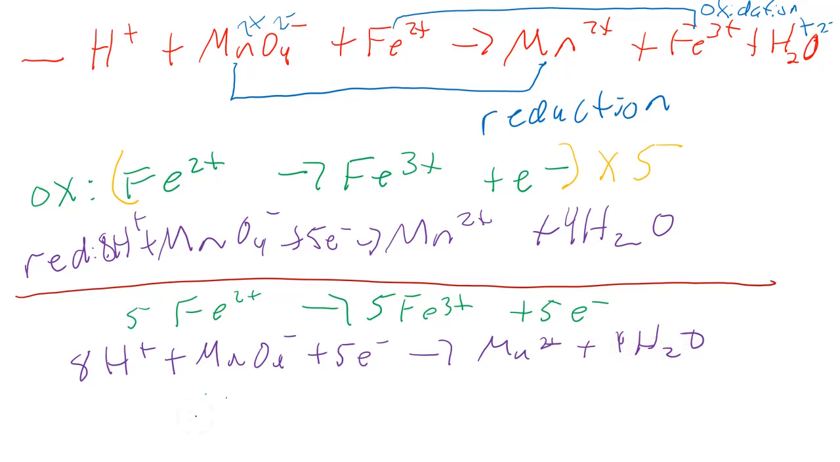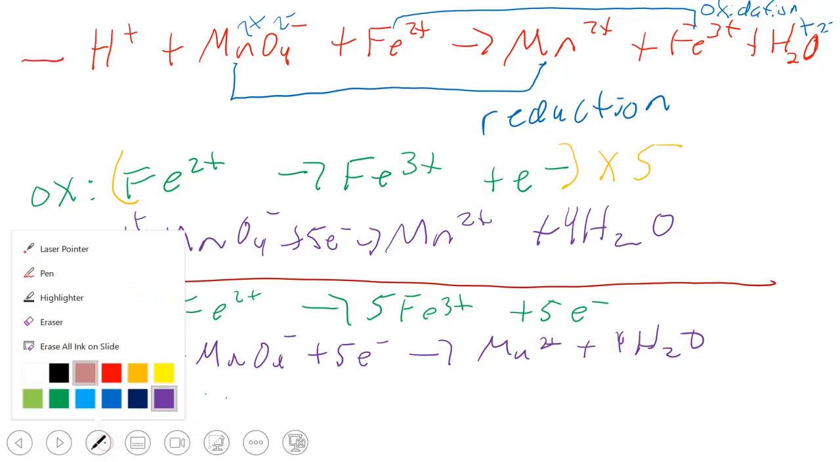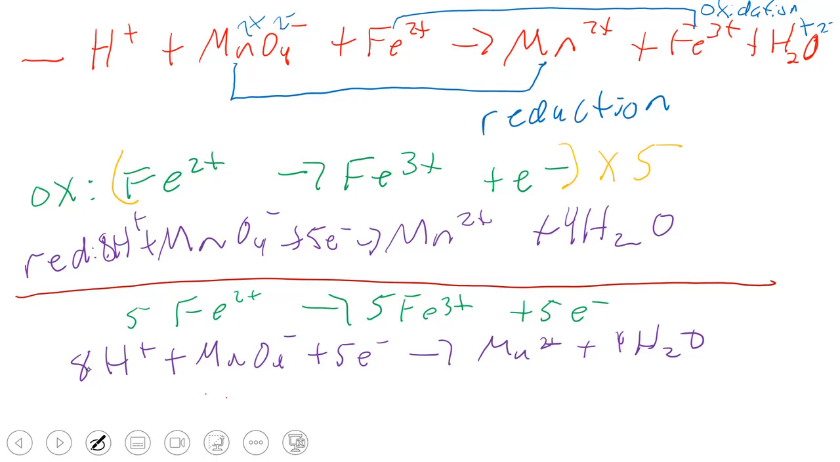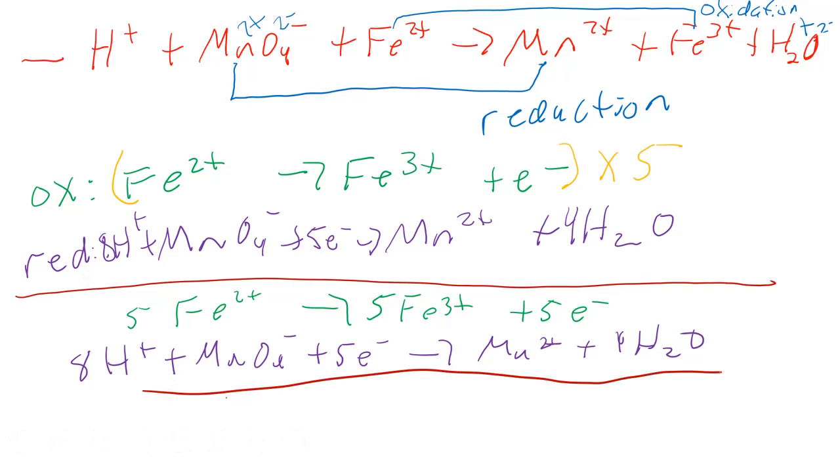So now, when I add these together, and my pen is not working again. When I add these together, the 5 electrons on the reactant side cancel with the 5 electrons on the product side.